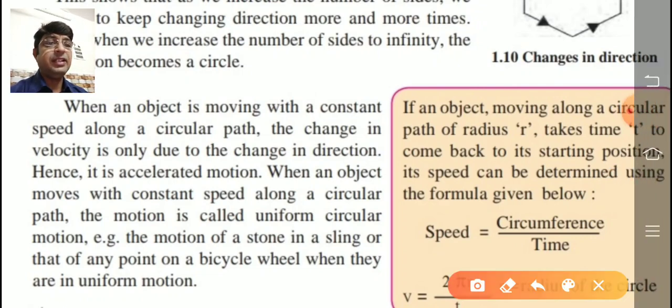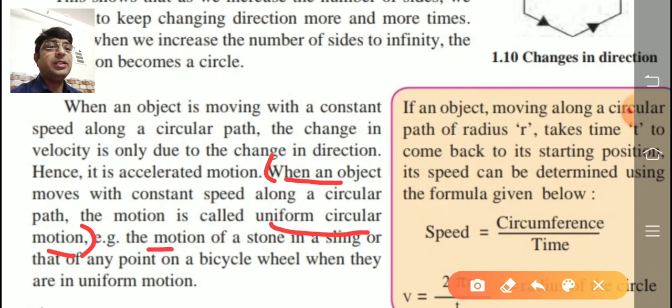So define uniform circular motion. Mark the definition. When an object moves with a constant speed along a circular path, that motion is called uniform circular motion. For example, the motion of a stone tied to a string or that of any point on a bicycle wheel when they are in uniform motion. So mark the definition properly.